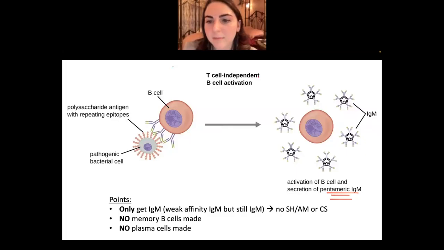It's weak affinity IgM, so it's not even going to be that strong against this, but it's still IgM. So this is what I'm saying, you're still going to get complement activation at least, right? But you don't go through somatic hypermutation, you don't go through affinity maturation, you don't go through class switching, you don't make any memory B cells, and you don't make any plasma cells. This is all you get, just secretion of pentameric IgM.